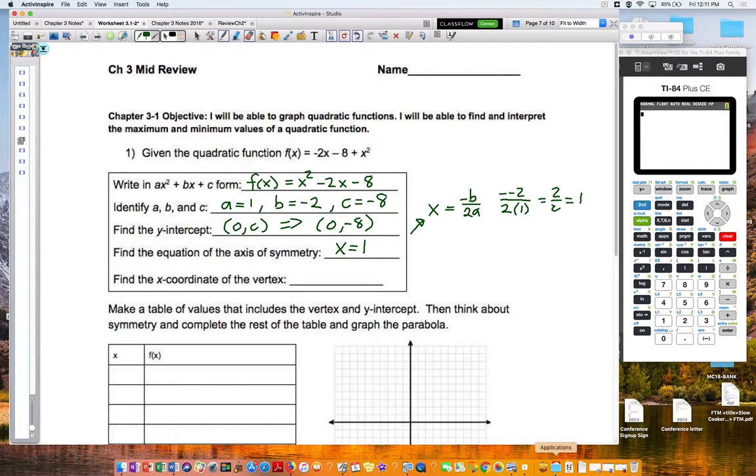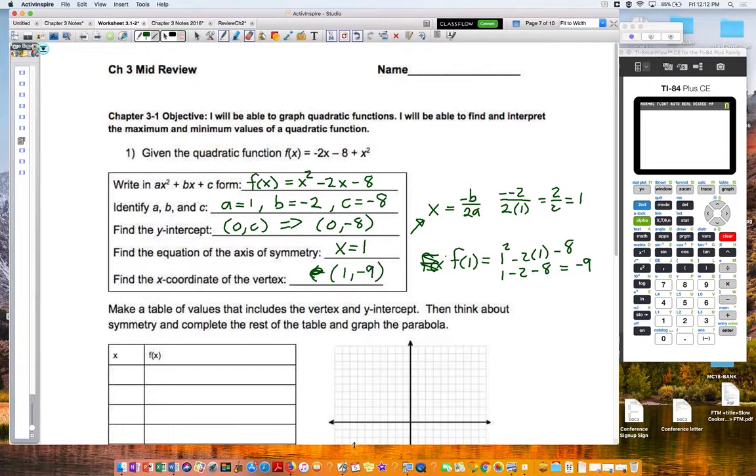So now it asks me to find the coordinate of the vertex. The easiest way of doing that is now taking my 1 and plugging it back into the function. So I'm going f of 1, whoops, I apologize here, I'll just rewrite that, f of 1, I said it, and then I wrote f of x, sorry. So f of 1 equals 1 squared minus 2 times 1 minus 8. So 1 minus 2 minus 8 equals negative 9. So I have my vertex, my x value was 1, so (1, negative 9).